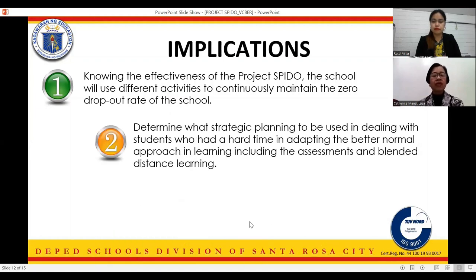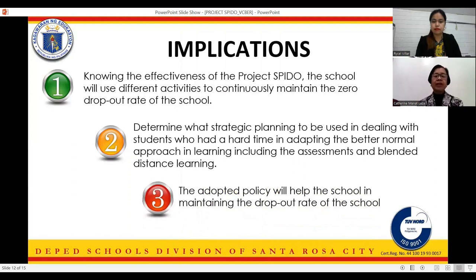Second, determine what strategic planning to be used in dealing with the students who have a hard time adopting the better normal approach in learning, including the assessments and blended distance learning. And finally, the adopted policy will help the school in maintaining the dropout rate of the school.